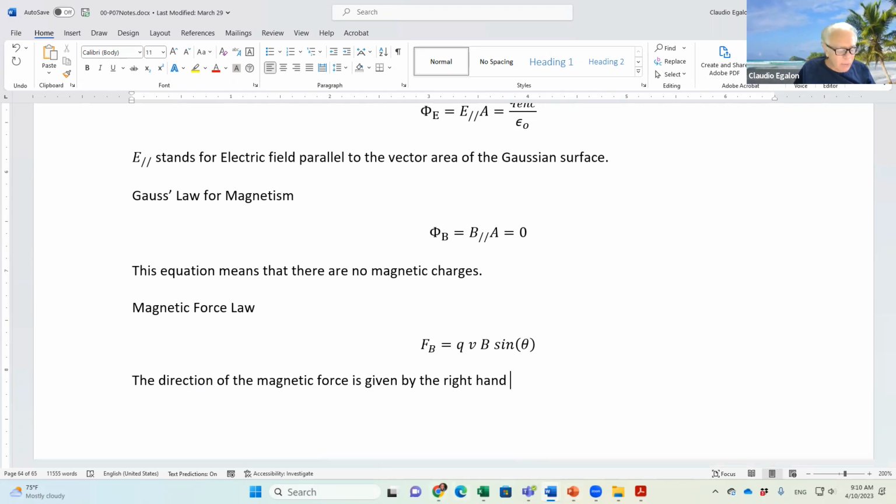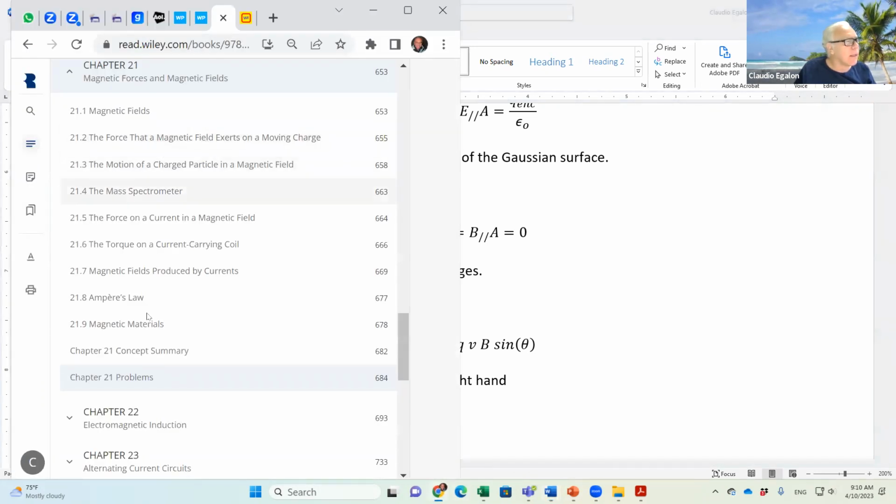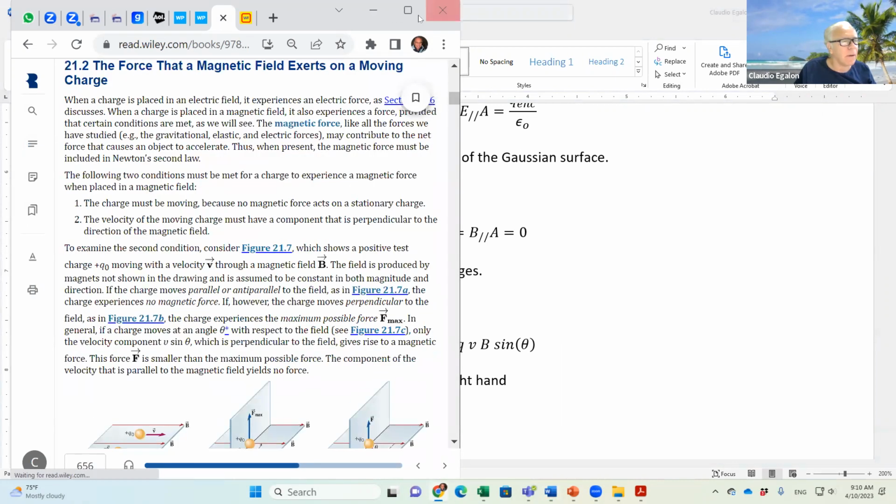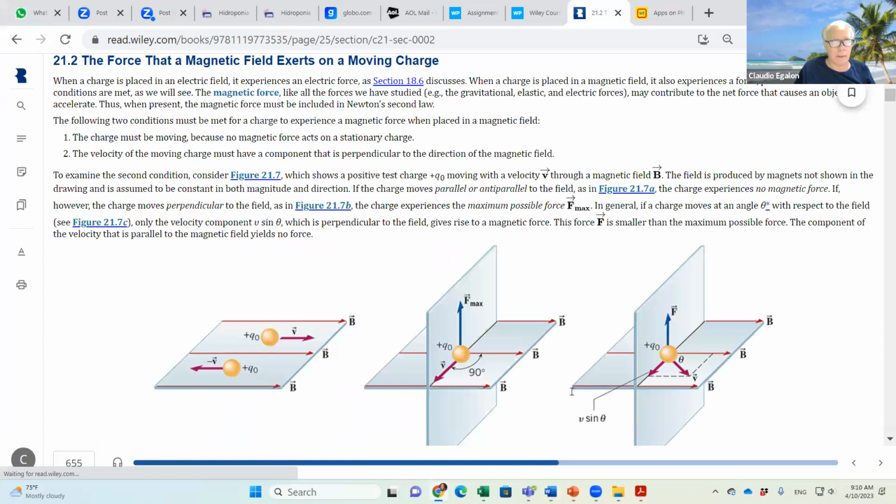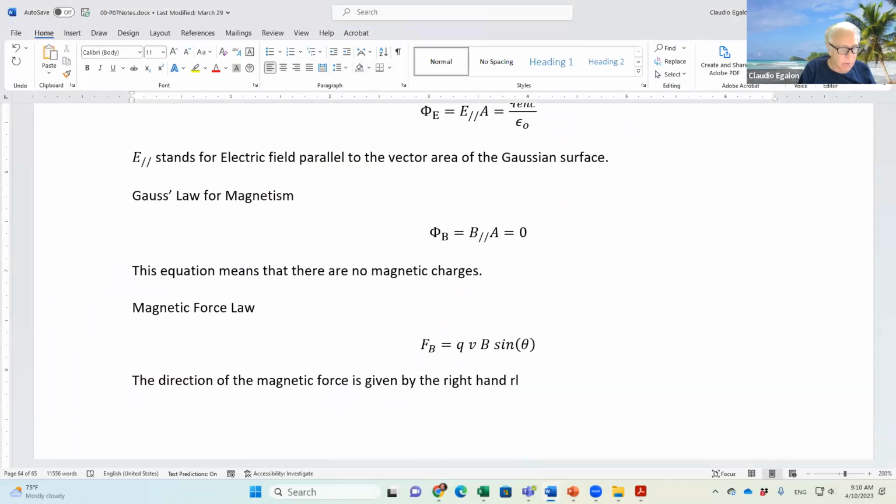How do we call that? Right hand rule. Okay, RHR.